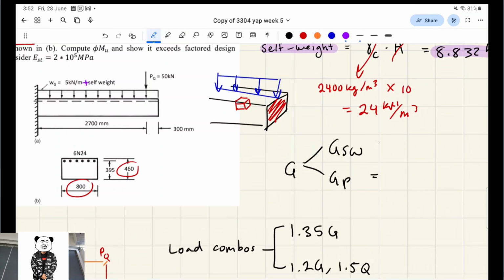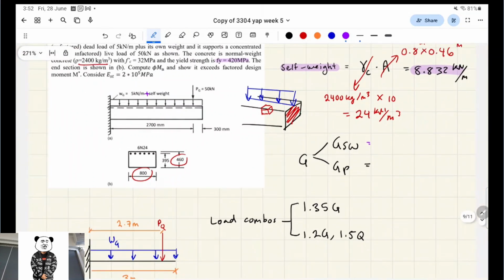Okay, so what's self-weight? 2400 times 10. That's gamma C times the area. So that's that number there, right? So that's the self-weight, agree? Yeah. So the self-weight is this part, right? Okay, good. So what about the GP? What's the weight due to dead load due to partitions?